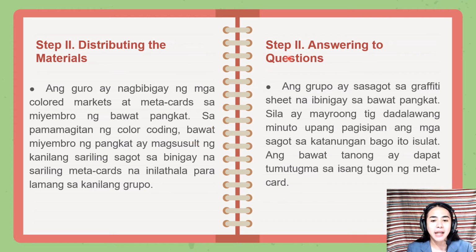Yes. At ang step 3, okay, my mistake. Ito ay step 3. So, ito ay answering the questions. Dito, ang grupo ay sasagot sa graffiti sheet na aking ibibigay sa bawat pangkat. Sila ay mayroong tig 2 minuto, 2 minutes only, upang pag-isipan ang mga sagot sa katanungan bago ito isulat. Ang bawat tanong ay dapat tumutugma sa isang tugon ng meta card. Dapat alam ng mga estudyante kung ano ang kanilang isasagot.